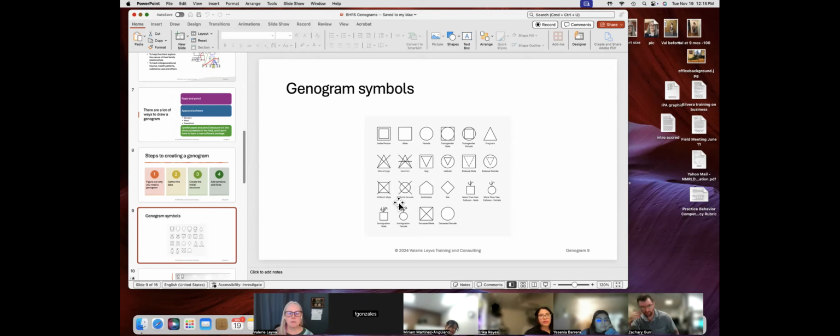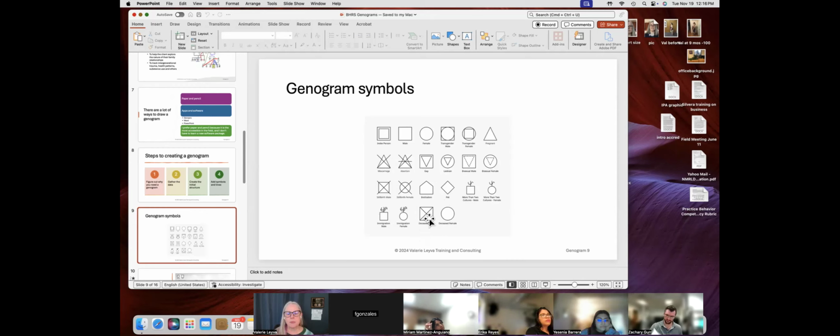You can see the stillborn male, stillborn female. Institution, I'm not really sure where I would use that symbol, but we'll explore that. A pet is indicated by a diamond. Somebody who identifies with more than two cultures, male and female, has the squiggly line there. If they're immigrants, male or female, they have two squiggly lines.